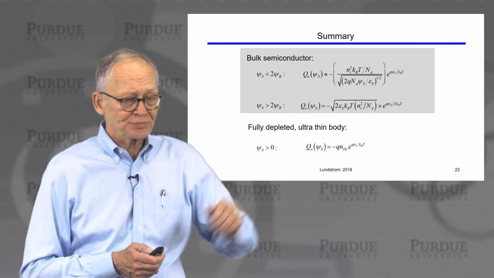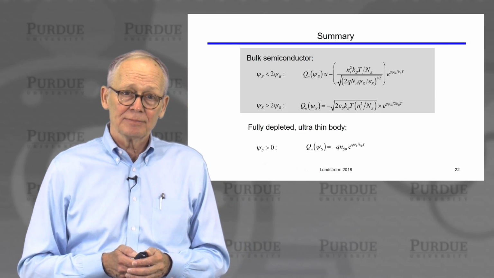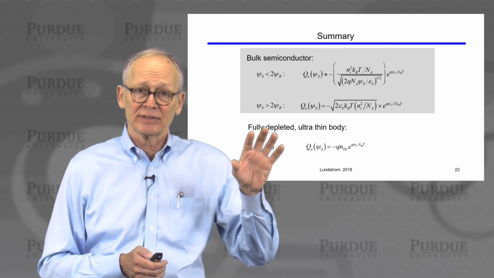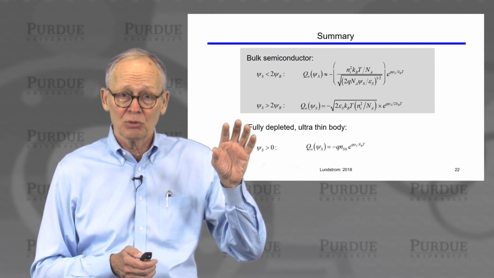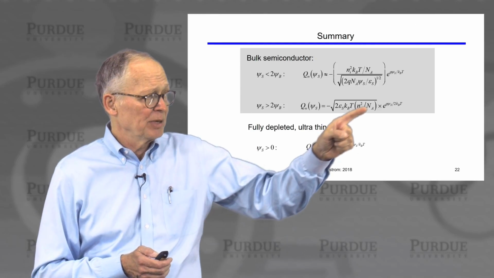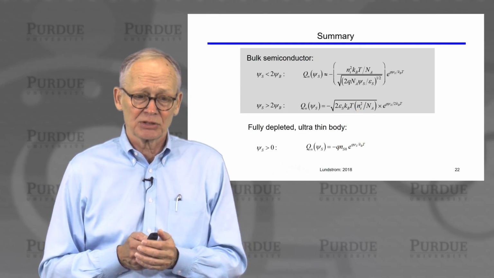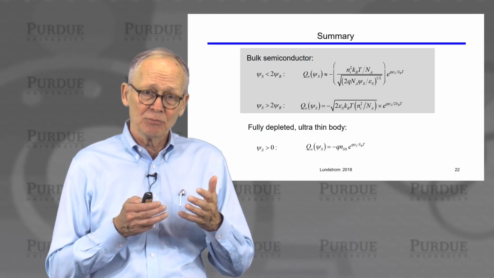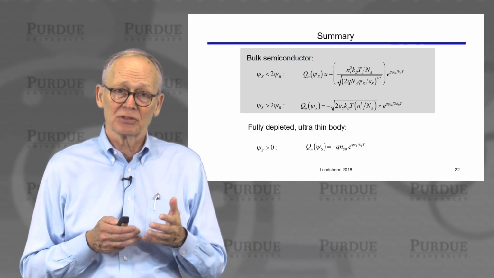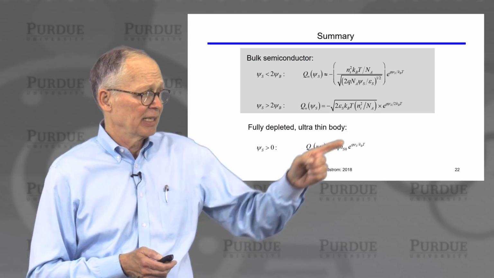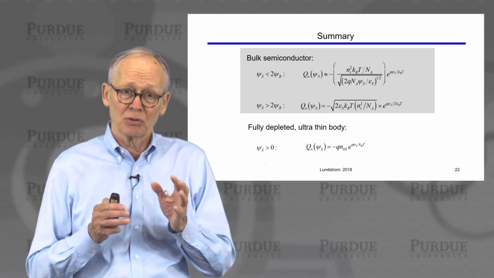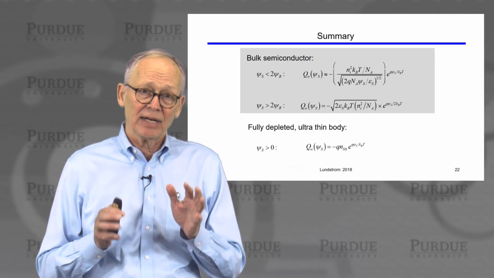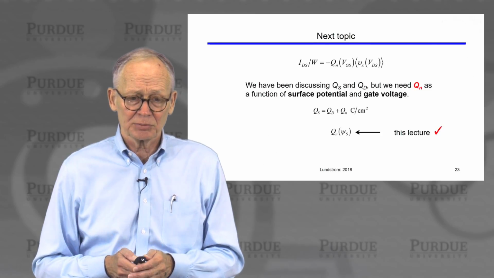So just to summarize, we have worked out the charge versus surface potential relation for a bulk semiconductor. We found that it goes exponentially with surface potential both below and above threshold. There's a numerical factor of 2 that comes in when we're above threshold. For the ultra-thin body case, we also find that the mobile charge varies exponentially with surface potential below and above threshold, but it always has a q potential over 1 kT in the expression. All right, so that's a summary of how the mobile charge varies as a function of surface potential.